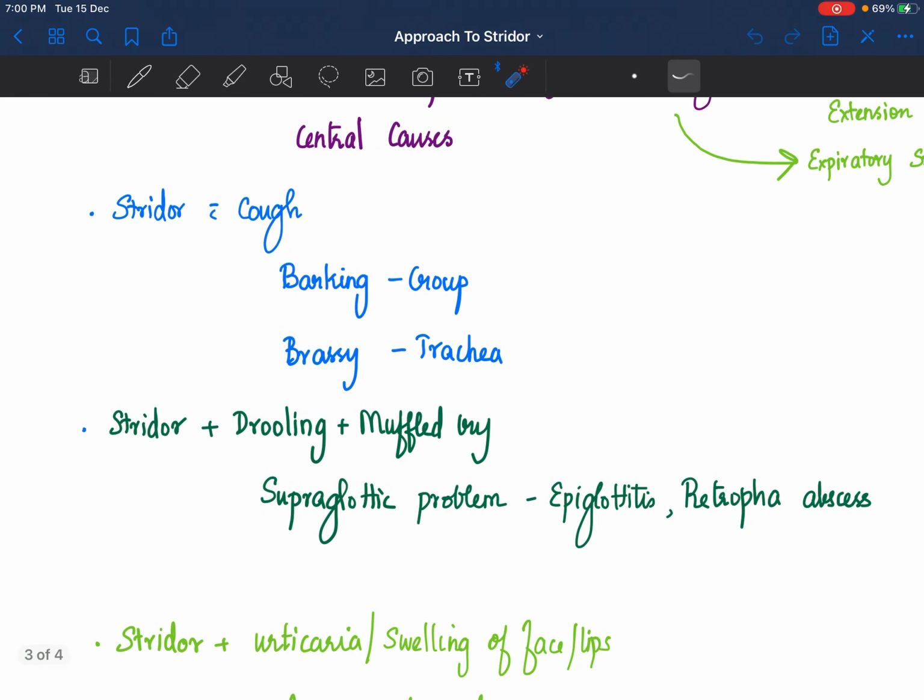If the stridor is associated with cough, if it is a barking type, think of croup. If it is a brassy type, think about a problem in trachea. Always remember, cough means airway problem. Okay? If there is no cough, it's not an airway problem. If the stridor is associated with drooling, muffled cry, then it's a supraglottic problem. A classical example of hot potato voice, drooling, sick child, muffled voice, all of this is epiglottitis, a retropharyngeal abscess.